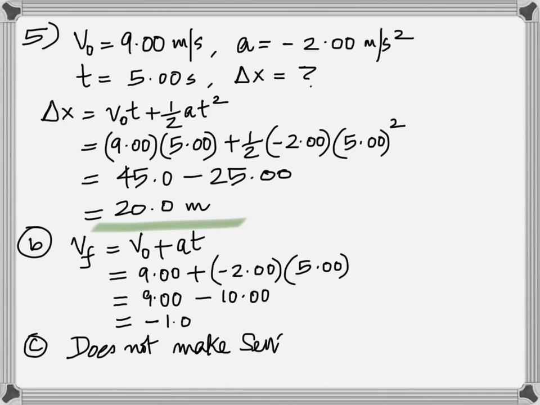And C part says evaluate the result. Well, this does not make any sense because when the velocity is negative, that means she's going in the opposite direction. And obviously a runner does not do that. She decelerates to a stop.